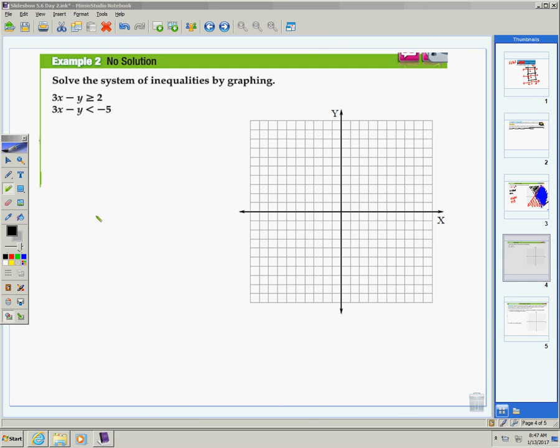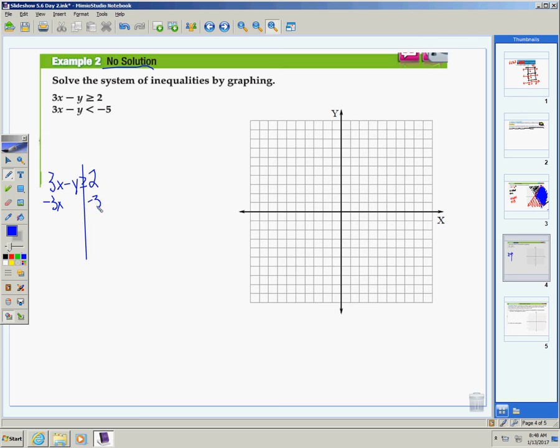Example very quickly, but then I'm going to point out something that would automatically tell you that it would be no solution. So if we look here, I've got 3x minus y is greater than or equal to 2. Remember, we always have to solve these for y. So I go through, solve this for y.